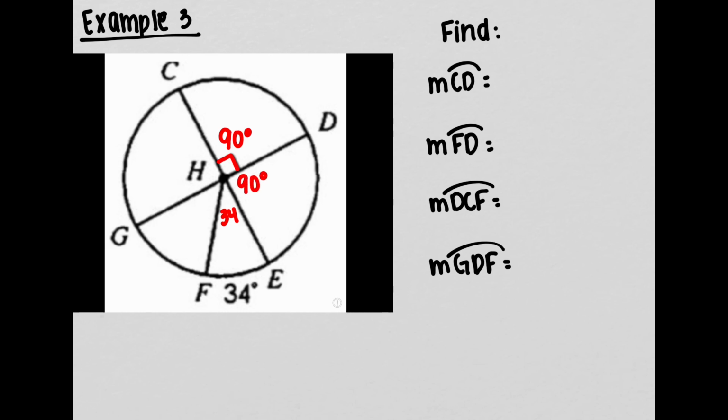I have the same situation over here. I have a half circle. One of the angles is 90, so that automatically means that the other angle is also 90 degrees.